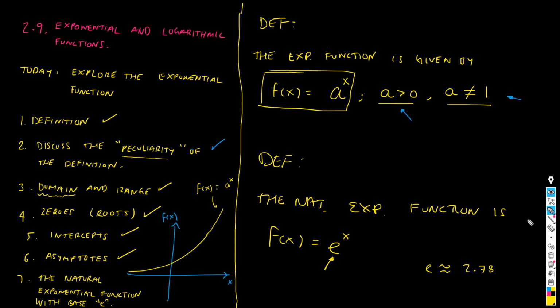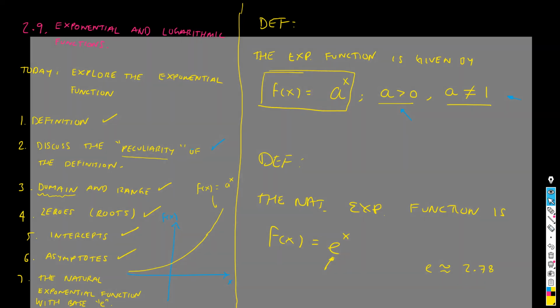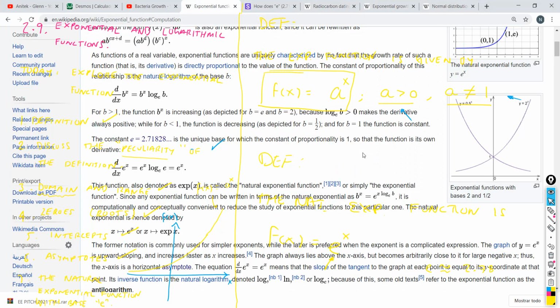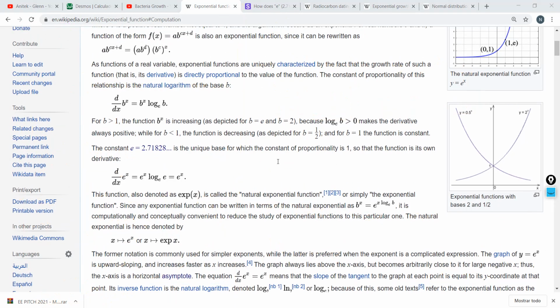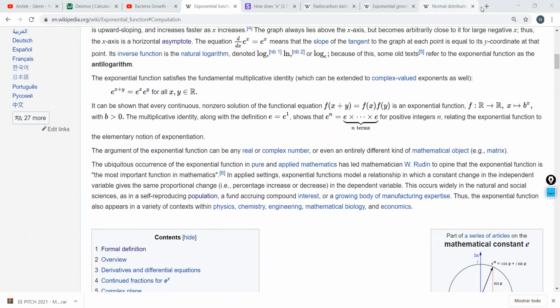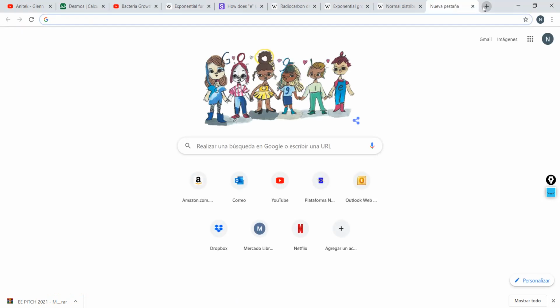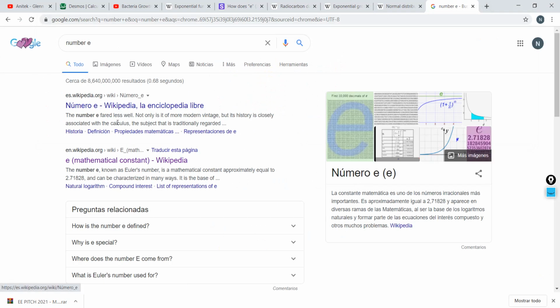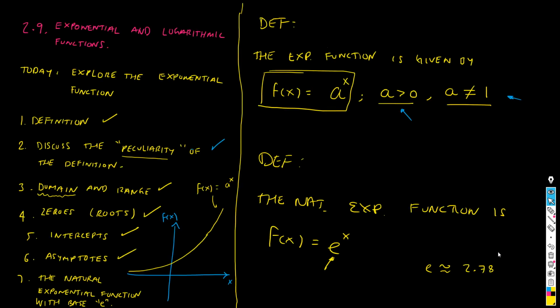That's it. Actually, let me confirm because I don't want to be telling you lies. I have never memorized that number. It's 2.7 something else. Let me consult here. 2.71828, etc. Okay, it's like pi. It has many decimals which are not periodic, so it's an irrational number.